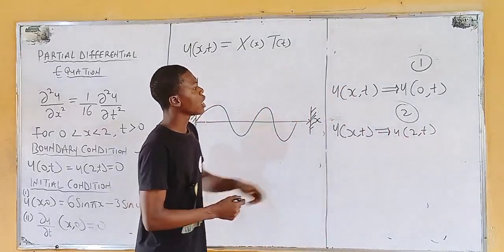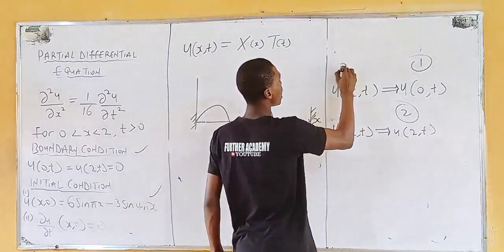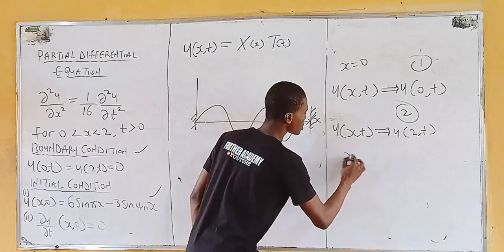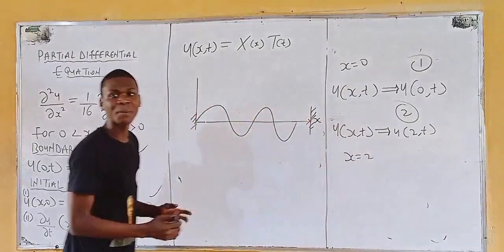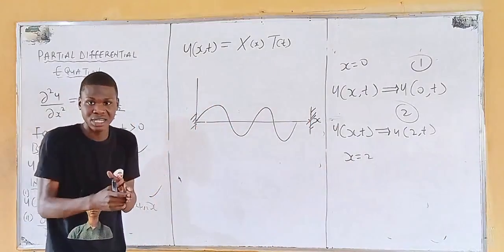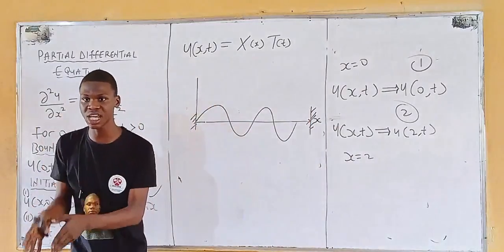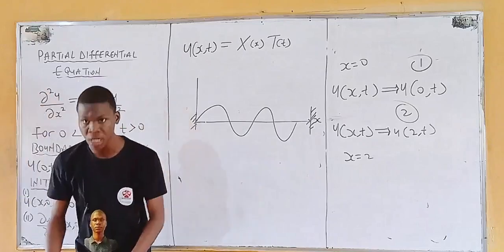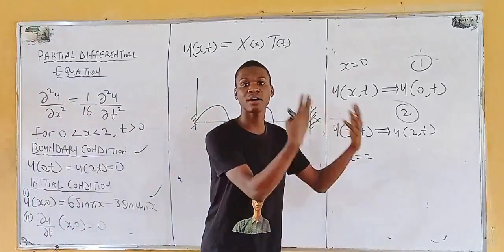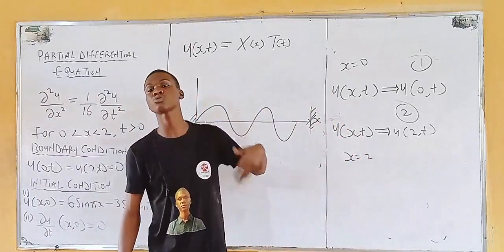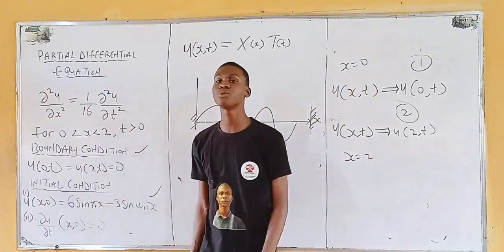Now with this, doing comparison from the first one, x is equal to what? 0. And x is equal to what? 2. So what that means is that your vibrating system, in this case, has a total length of 2, where the initial end is 0. Of course, if you always start from 0, then it's going to end at a particular value. But in this case, it is ending at 2. So this is how you interpret boundary conditions.